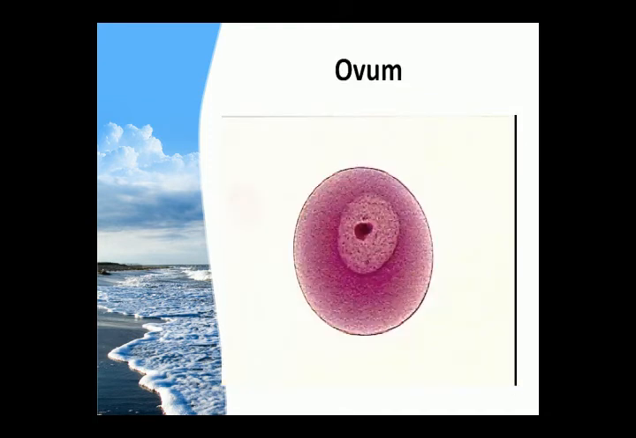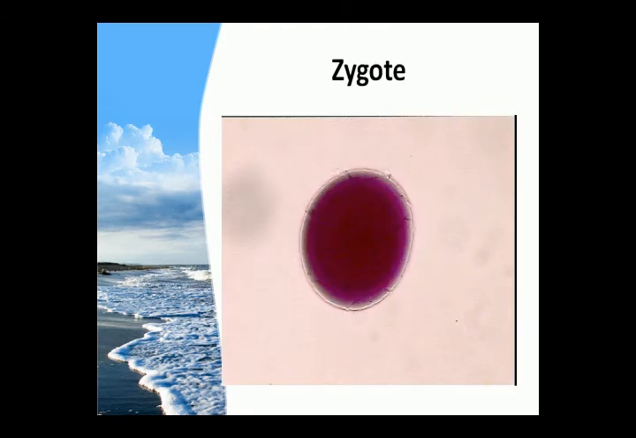Now you have the ovum. This is an egg. Now the egg is much larger than the sperm, and you get all your cell organelles and things from the egg. Here's the cytoplasm. You've got the nucleus. And when the sperm gets in there and fertilizes this, you get a zygote.